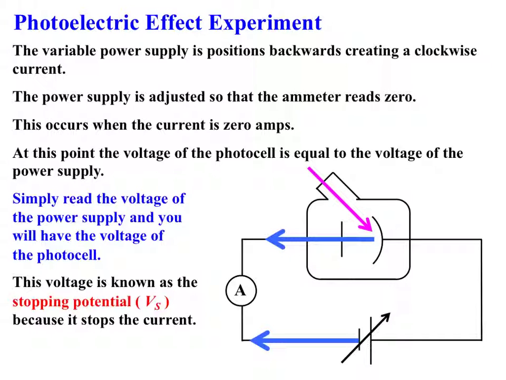So what happens is a variable power supply is positioned backwards, creating a clockwise current. And this is adjusted enough to where the ammeter reads 0. That means that the forward current from the photoelectric cells is going to be counteracted by the current produced by our generator. Again, when that happens, the voltage of the photocell is equal to the voltage of the power supply. So that means we can actually use a power supply to determine the potential across my photocell. This is called stopping potential because it stops the current.